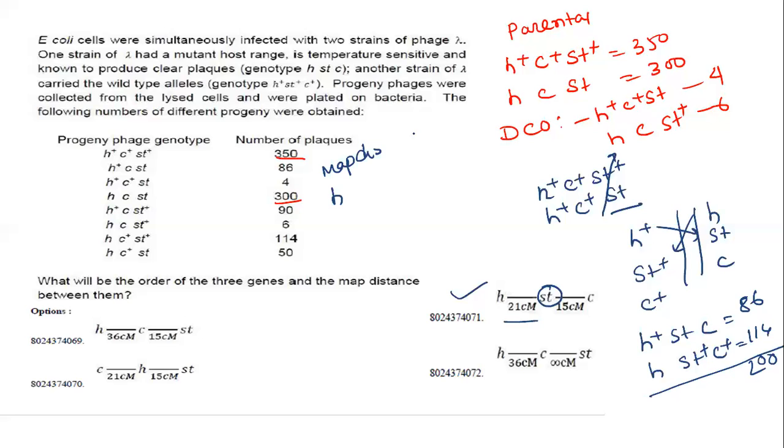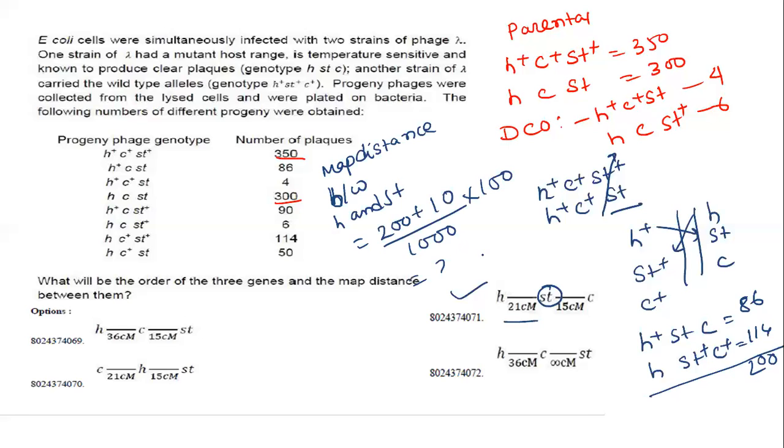Now you have to find the map distance between H and ST. You add 200 plus the DCO product, divided by the total progeny 1000, into 100. So 210 by 1000 into 100, so 21. So you got your confirmation. So option B is the correct answer. It will be 21 map units or 21 centimorgans, right? So that is the H and ST distance. So the answer is option 2.